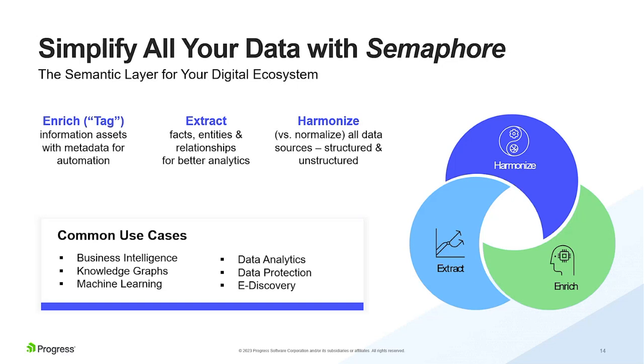I'm going to talk about each of those briefly. First, the data enrichment service. This is the ability of Semaphore to read a piece of content, structured or unstructured, document, PDF, we don't care, and provide a set of metadata tags to it, meaning we can identify what this data item is about and provide a very consistent label to that data. We can then do the opposite function. We can look at a document and extract facts out of it.